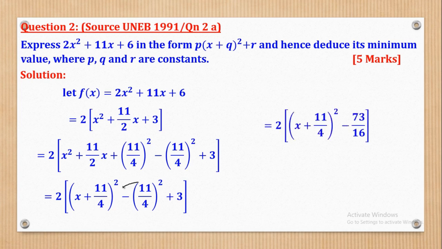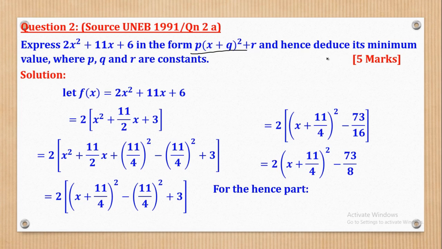The next is to use a calculator for this one, negative 11 over 4 squared. Now remember that this square is only on 11 over 4 and not on the negative. So you have to first get 11 over 4 squared, then you put a negative there. So negative 11 over 4 squared plus 3 will give you negative 73 over 16. Then open this, remove this box bracket to become 2 times this plus this. So this times this gives you this, and this times this gives you that. So in that case, it has been expressed in this form.